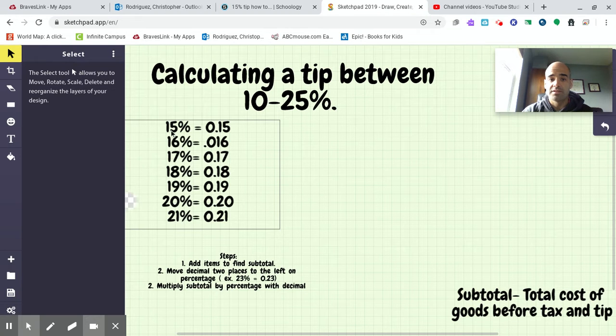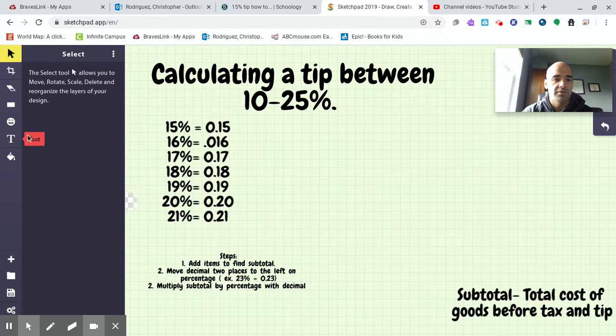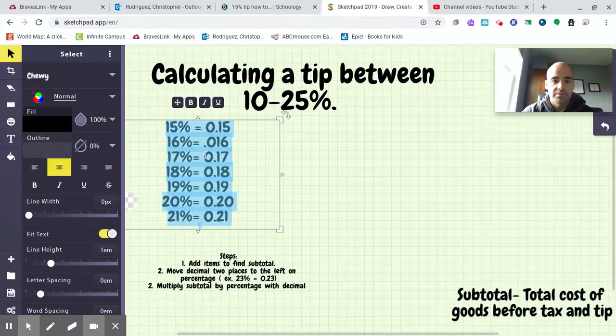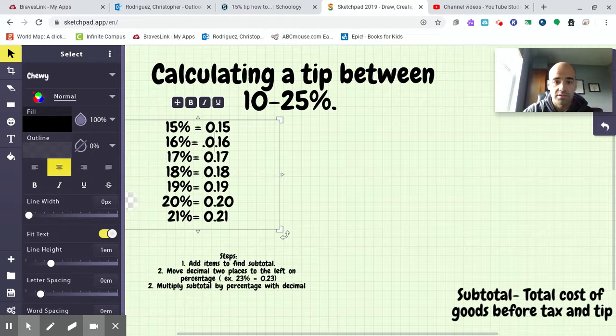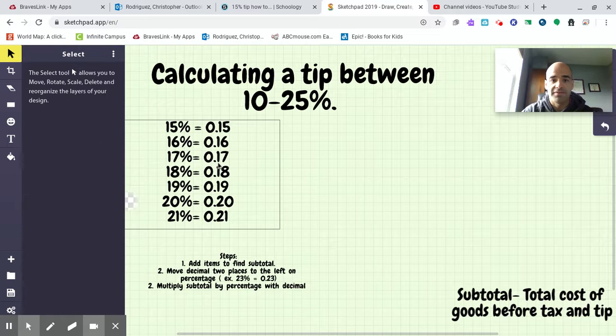You can actually see right here, that one has an error. That is not correct. That should be 0.16. I made an error there. I'm not very good at changing this. Will it let me point? Oh, it does. All right, there we go, and fixed. So that's just showing you that conversion. And number 3 is to multiply the subtotal by the percentage with the decimal.